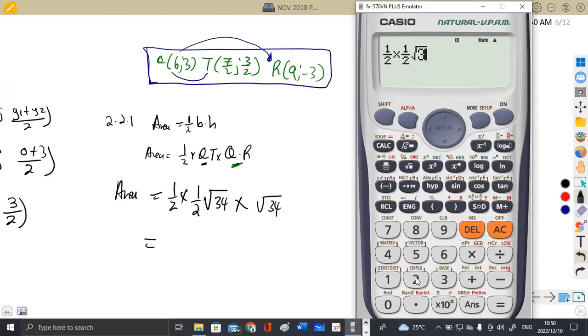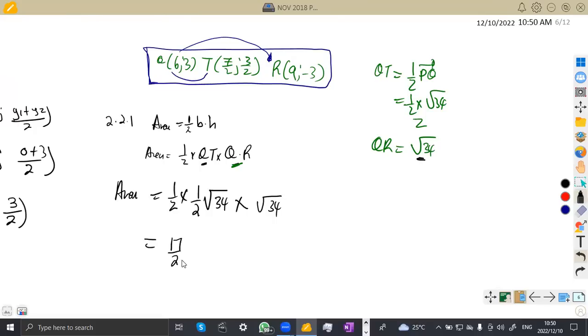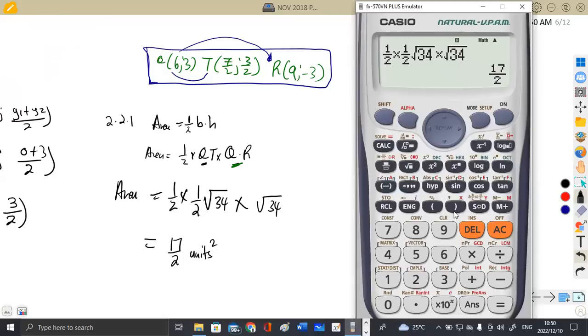So this is 1/2 square root of 34. Whatever we have here, we multiply again by square root of 34, which gives 17/2. So our area is going to be 17/2. These are square units, so you can write square units like this, or you can write it in words, or you can even write your answer as a decimal.